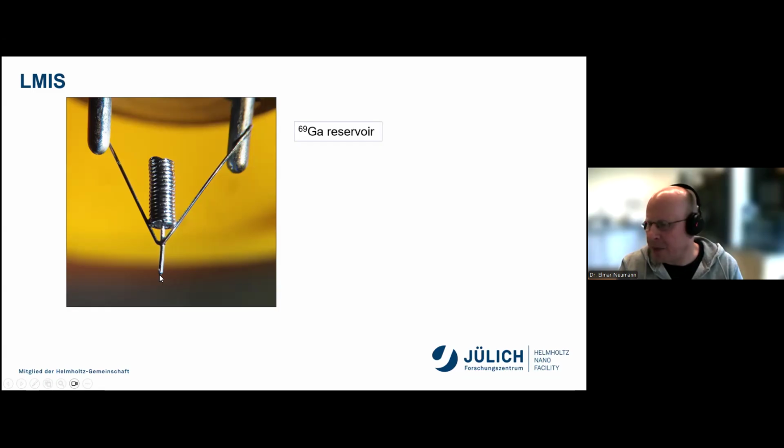And then this liquid metal again wets the surface of this tungsten tip, and at the tip, with very strong electric fields, the atoms are ionized and then accelerated back from here, where's my mouse? Accelerated back here, and then these ions travel through the column onto the surface.